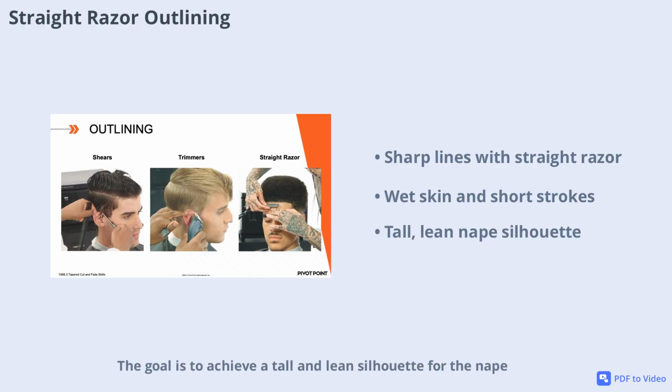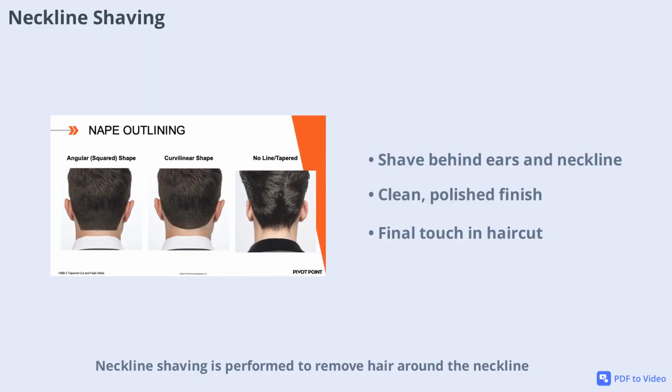The goal is to achieve a tall and lean silhouette for the nape, which can be shaped angularly, curvilinearly, or with no line using overcomb or freehand techniques. Neckline shaving is performed to remove hair around the neckline, including behind the ears, along both sides of the neck and the bottom neckline. This step ensures a clean, polished finish and is often the final touch in a professional haircut. We'll discuss best practices for safe and effective neckline shaving.